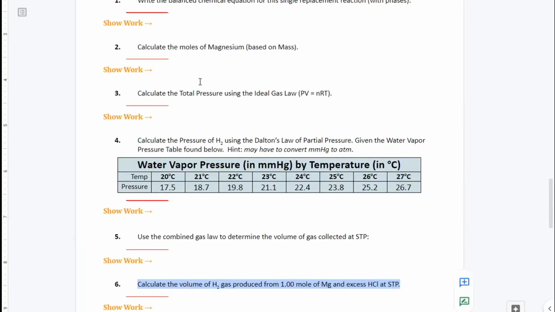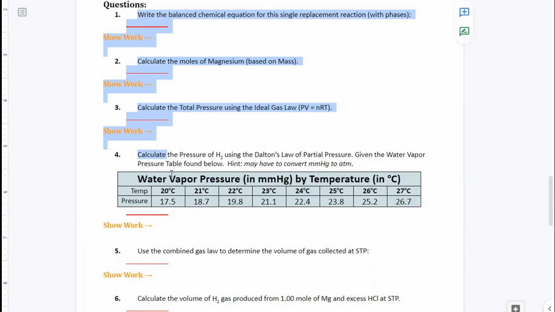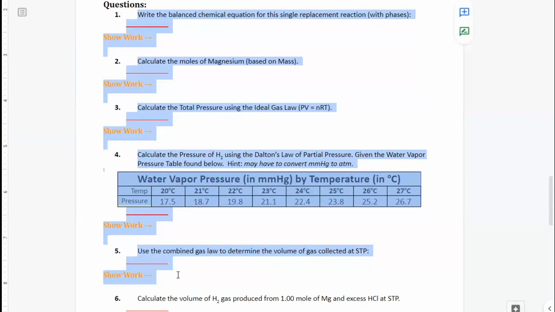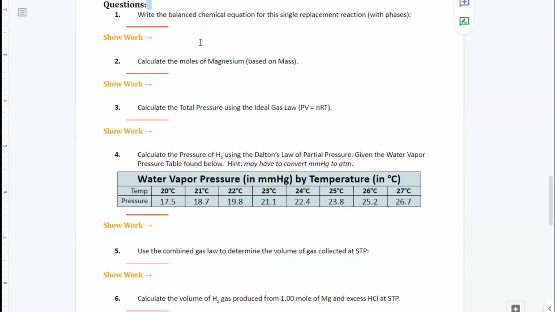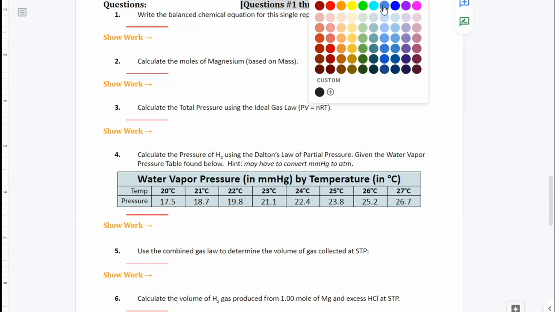So like 1 through 5, all of these questions are connected. In fact, I'm going to make a note to that just so that you'll see that. Questions 1 through number 5 are connected. So that way you know that those ones all are based on each other. So that's the big deal.